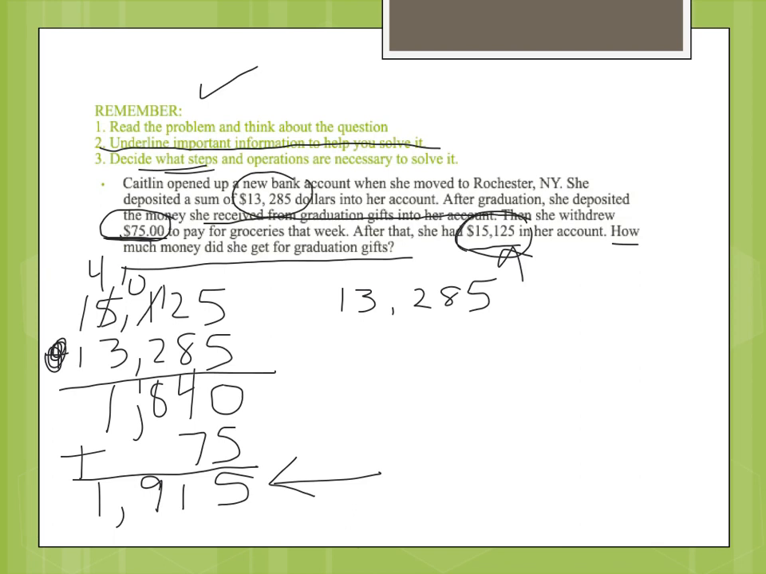All right? So first we had to determine the difference between the amount she started with and the amount she ended with. And then we had to add back in that $75 that she had taken out. And that gave us the total amount that she received for her gift.